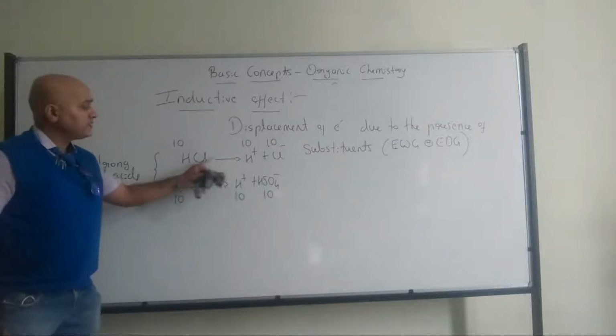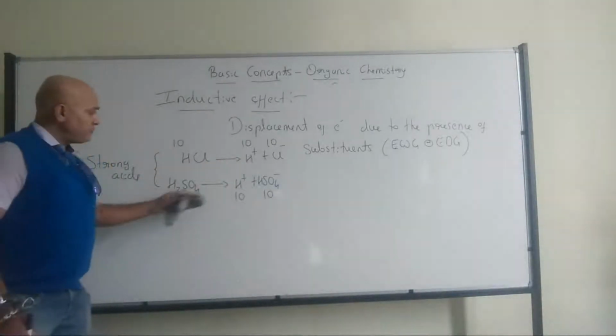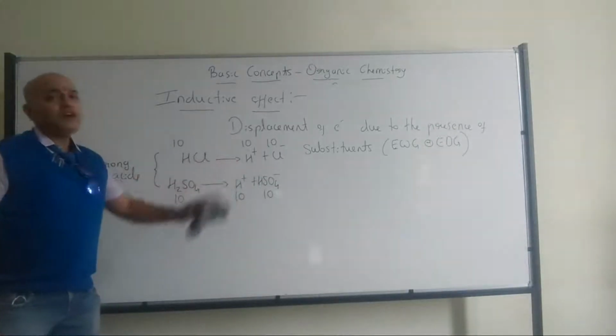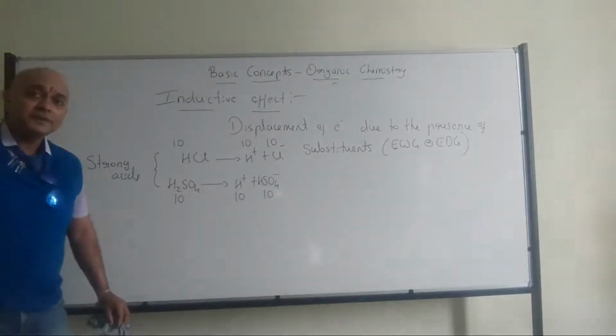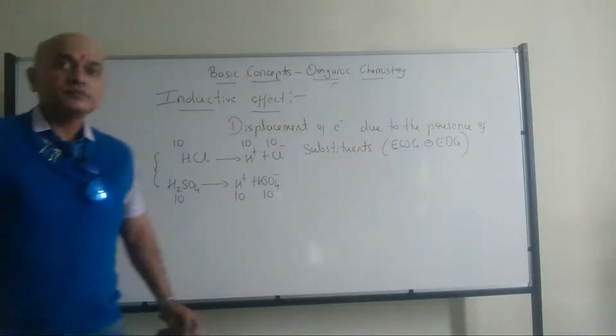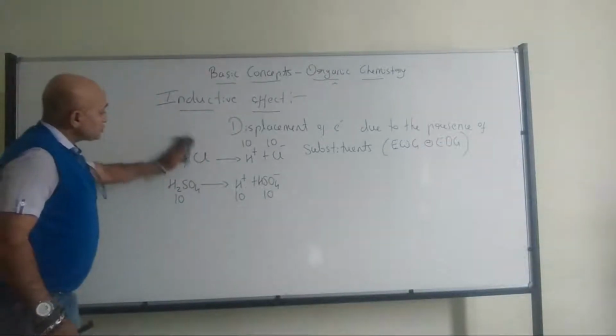This much is clear. So this is what this arrow indicates. This is one way. It's only towards the right side direction. There is no backward direction, only forward. All of you have understood? Any doubts? So that's where we have the strong acid.